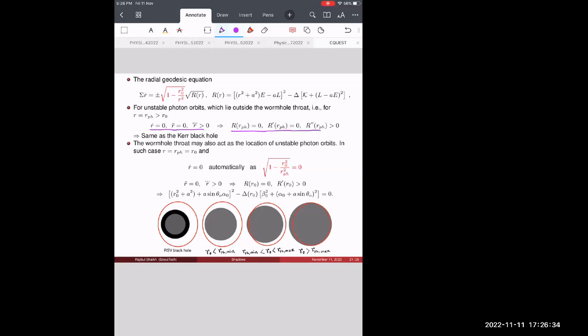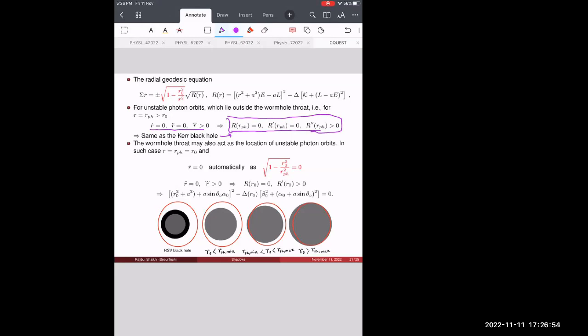And this is the condition of the unstable circular orbit radius of the Kerr black hole. So this is the same as the Kerr black hole. So in this case, all those unstable circular orbits of this RSB metric are the same as those of the Kerr black hole. So its shadow will also be the same as that of the Kerr black hole.